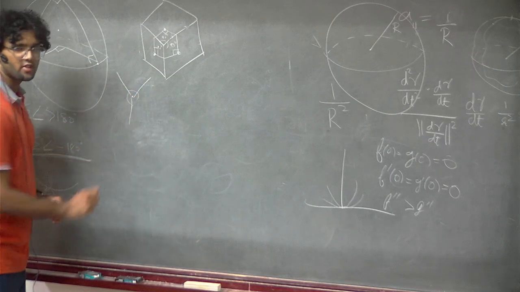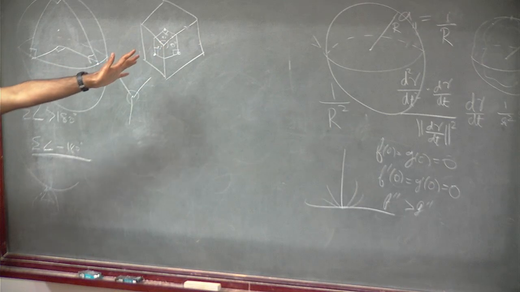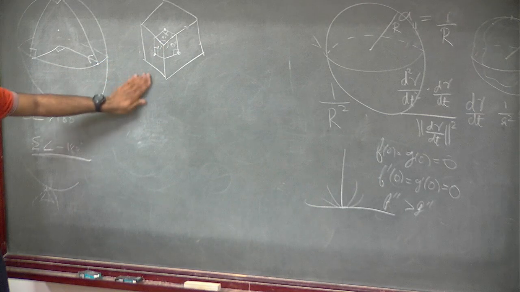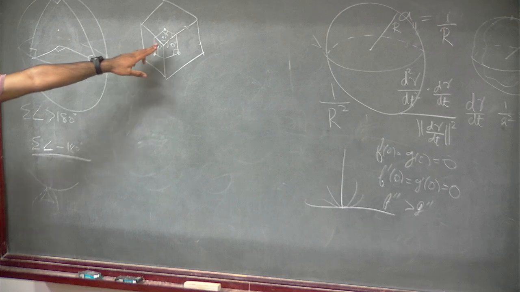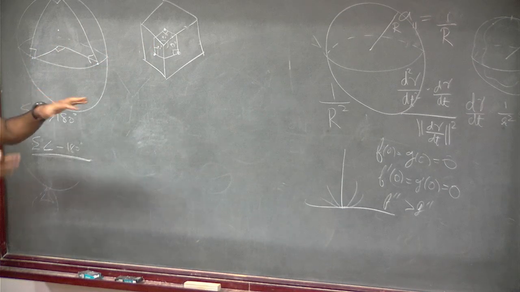But then these angles add up to 360 degrees, but these add up to 270 degrees. So that's not possible, right? So that's another way to see that it's not flat here, it's curved in some sense. It can't be mapped in an angle-preserving way.